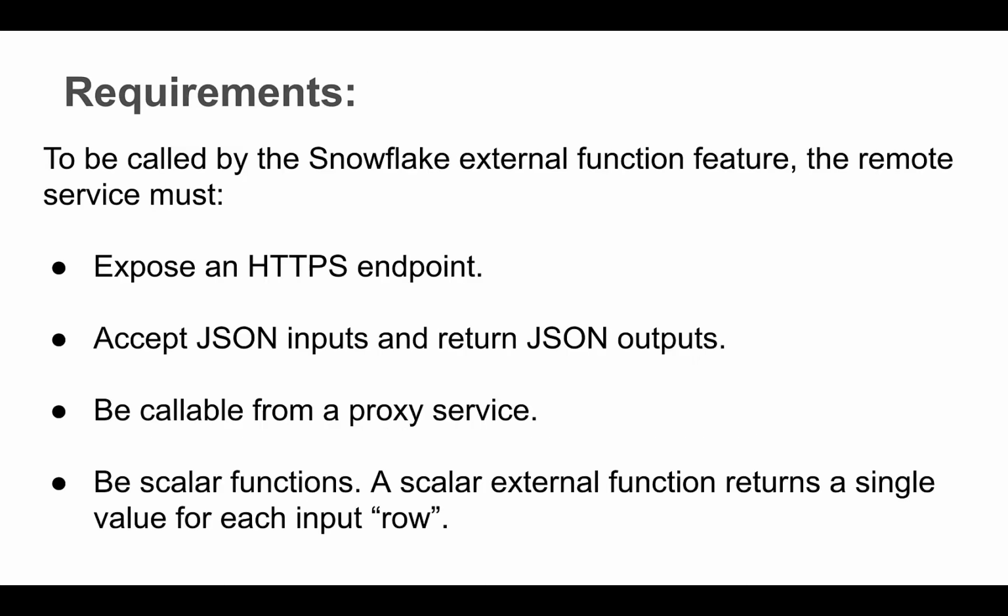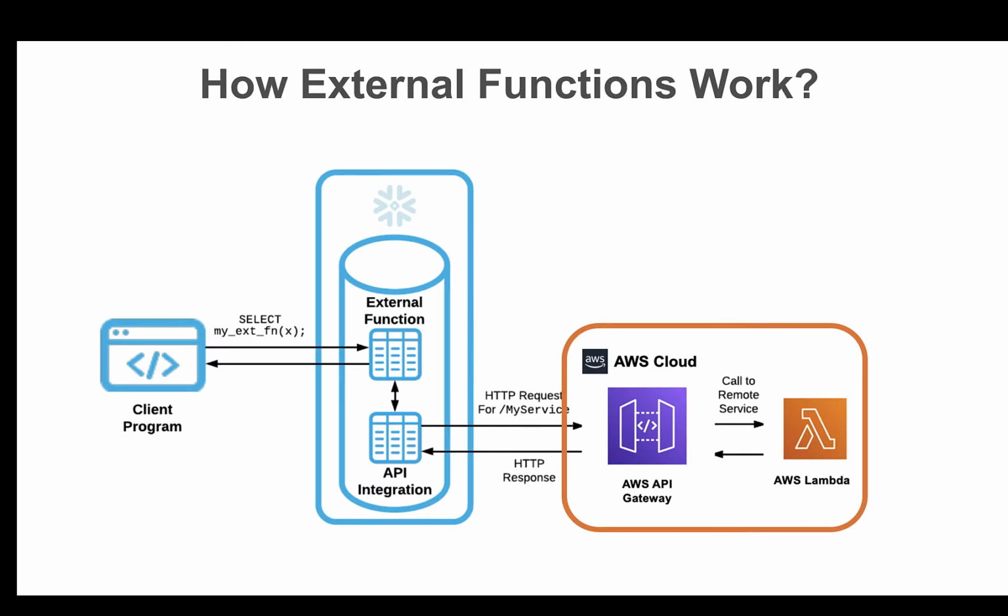For a remote service to be called by the Snowflake external function feature, the remote service must expose an HTTPS endpoint, accept JSON inputs and return JSON outputs. The function must be callable from a proxy service, and finally, it should be a scalar function. Currently, external functions only support a scalar contract, meaning the remote service must return a single value for each input row. So, how do external functions work?